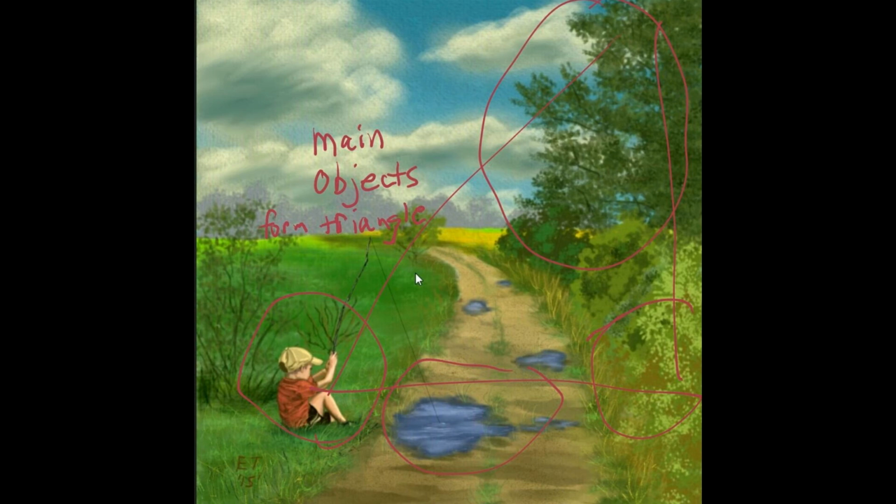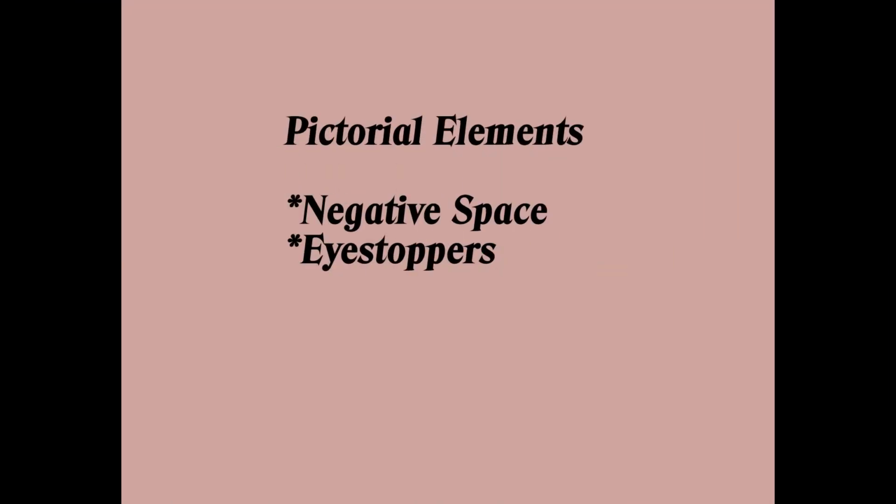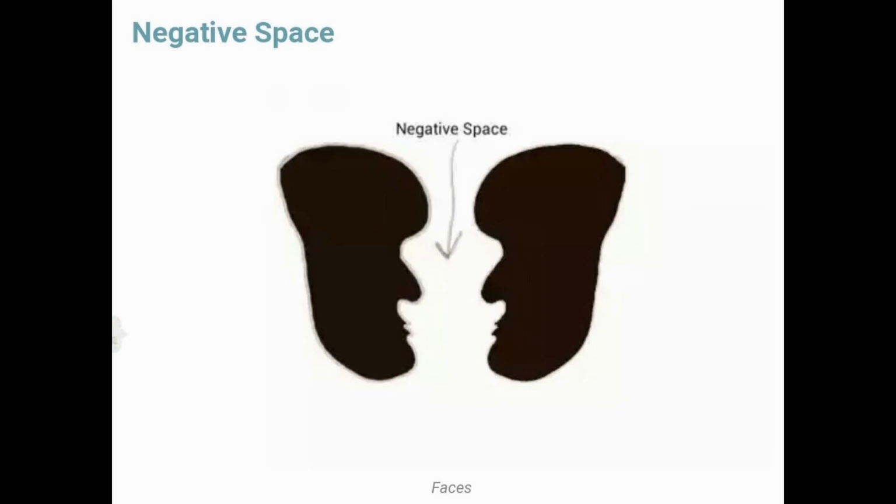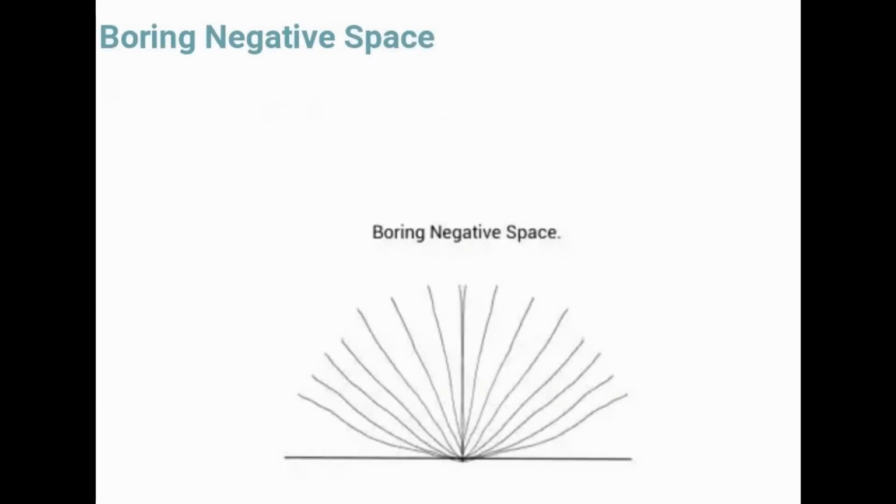Some other things to consider in your painting are negative space and eye stoppers. Eye stoppers are things that keep your viewer's eye from wandering off your painting, and negative space is the space around objects. So here we see the picture of the vase, and it's also faces. That illustrates the negative space between the faces, and it looks like a vase. So here we have an example of boring negative space, because you want your negative space to look interesting.